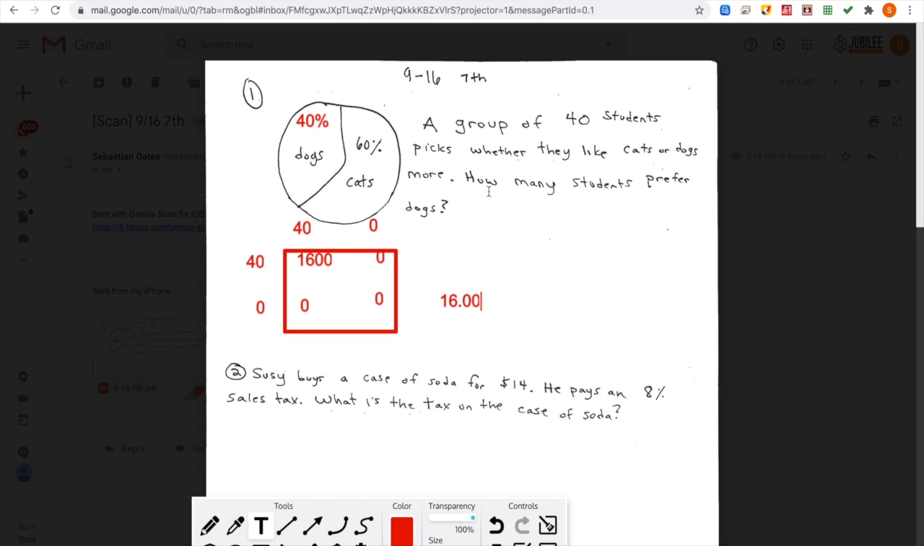So once again, it's not asking for what percentage of students like dogs, because that's way too easy for 7th grade. It's asking how many. And if you're wondering how I got the 2 numbers behind the decimal, that's because we have this 40%, and to turn it into a decimal, we have to go over 1 over 2. So really, we're multiplying 40 times 0.40.